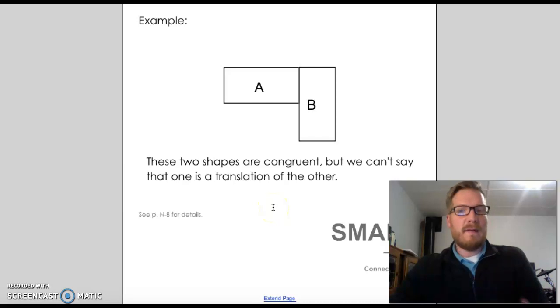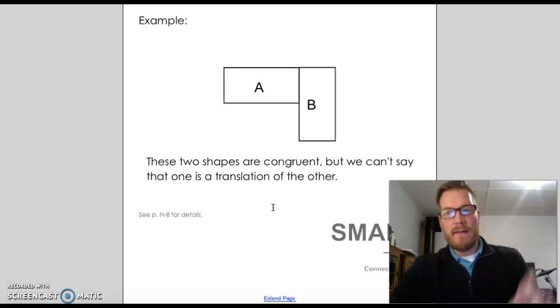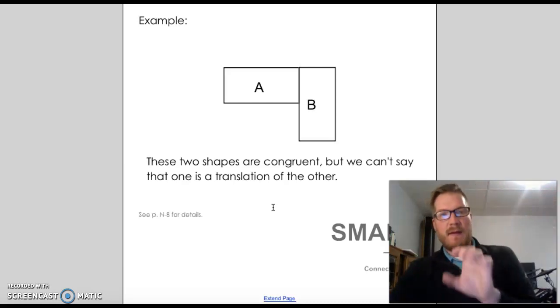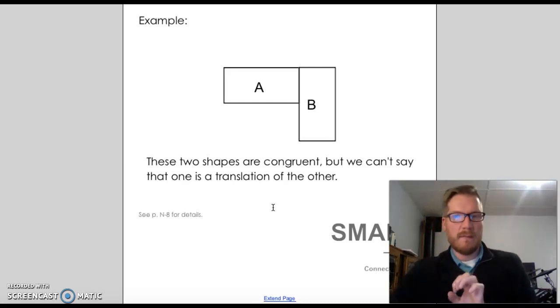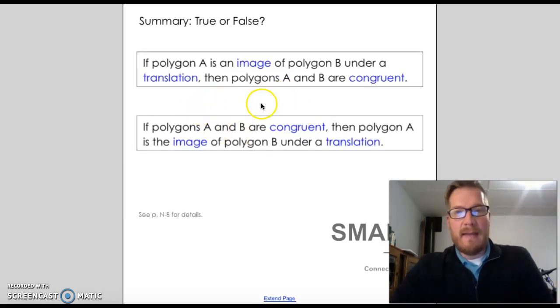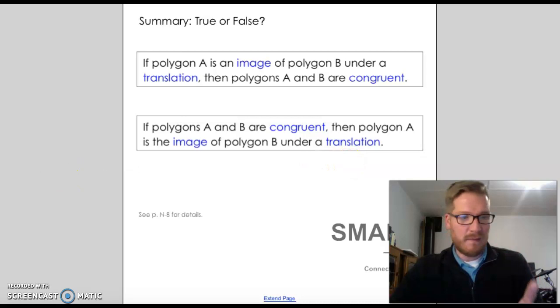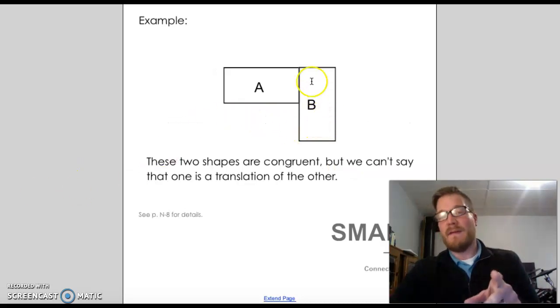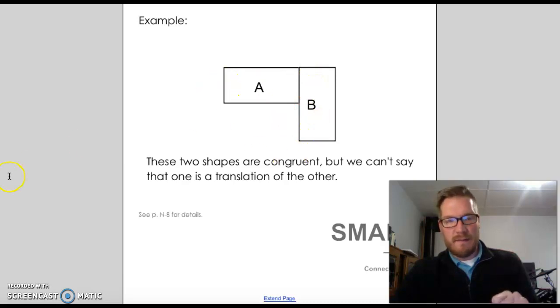So this is a point where that congruency doesn't work, right? Even if two shapes are congruent, there's no guarantee that you can translate one onto the other. However, if you start with a shape and do a translation, then the resulting shape has to be congruent. That one is true. So if polygon A is an image of polygon B under a translation, then the polygons are congruent. True. If polygons A and B are congruent, then polygon A is the image of polygon B under a translation. False, because this is the example that proves it false. Even though they're congruent, they're not translations.